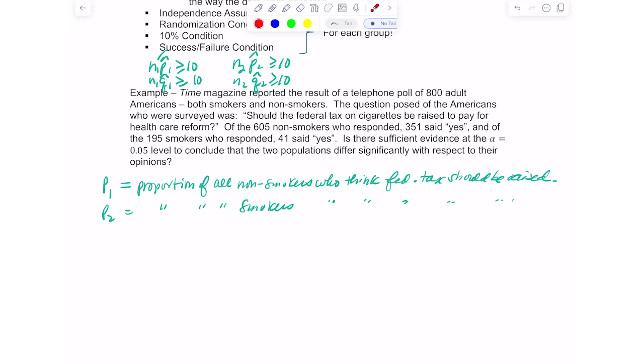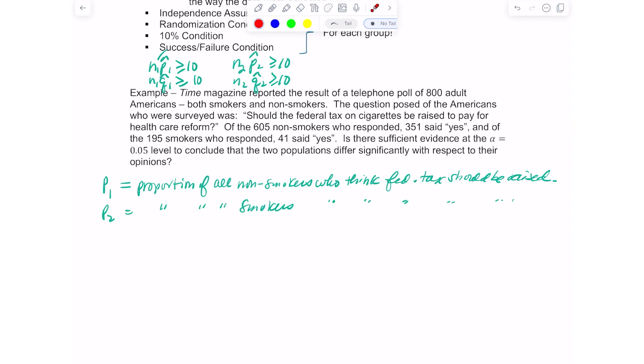for health care reform? Of the 605 non-smokers who responded, 351 said yes, and of the 195 smokers who responded, 41 said yes. Is there sufficient evidence at the alpha equals 0.05 level to conclude that the two populations differ significantly with respect to their opinions?